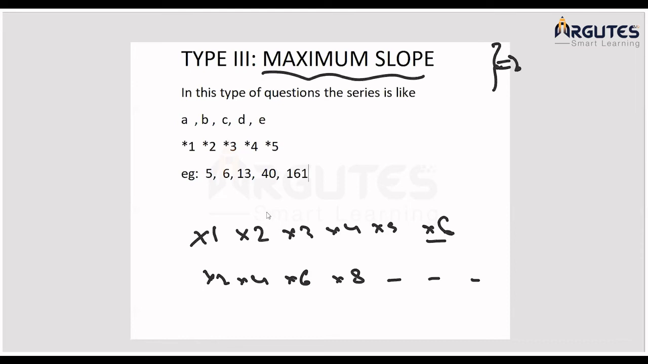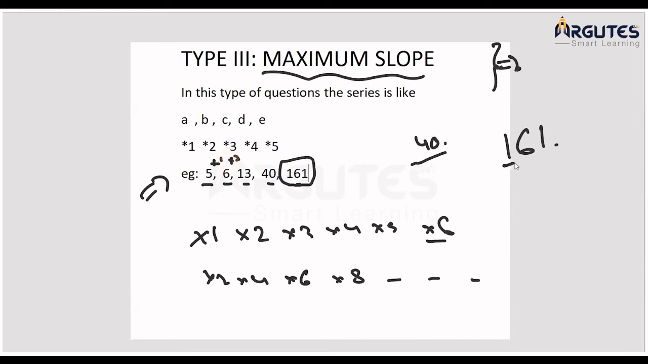Here, let us see through an example. Here the series is 5, 6, 13, 40, 161. So if you start with the lower number, just 5 and 6, you will be tempted to write here +1, +7, like this, and you will never reach the result. Just go through the slope method. What the slope method tells is to just look at the larger number. The larger number here is 161. The number just before the larger number is 40.